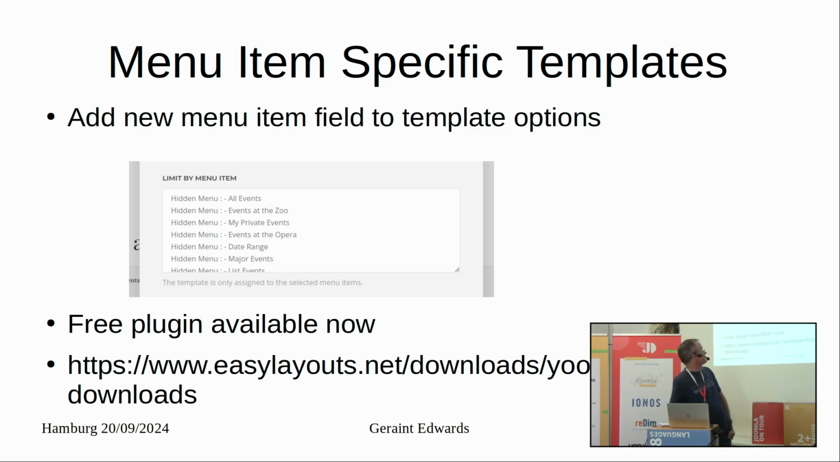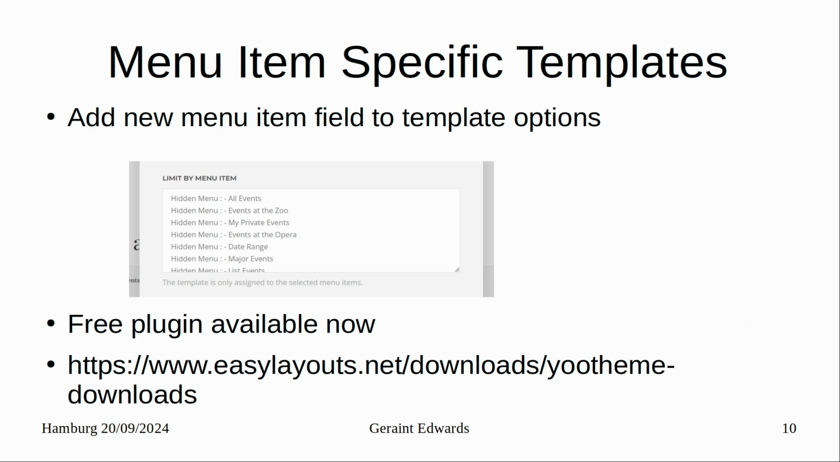So, menu item specific templates. I've already got a free plugin which you can get on the EasyLayouts website. Really, really simple plugin. It just adds, and if you can see it in that section there, in your template editing page, an additional drop down where you can select which menu item to show the layout on, and it's aware of the page type.